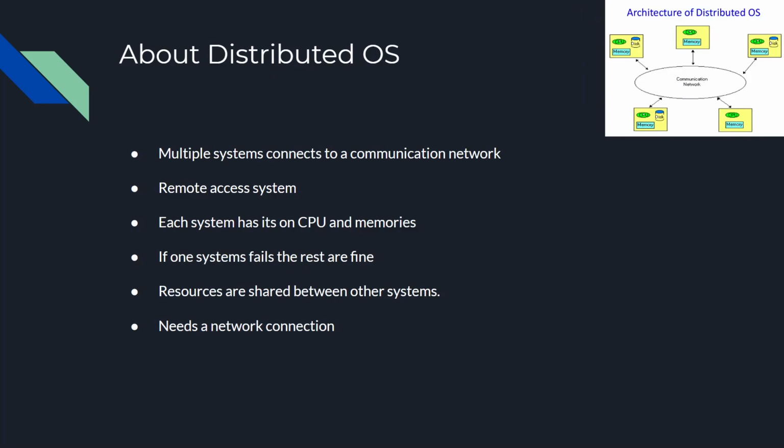So about the distributed OS, it allows multiple systems to connect to a communication network, and this allows for them to have remote access to the system. Each system will have their own CPU and memory and disk space if they need it. And if one system fails that isn't the communication network, the rest of the systems are okay, they can continue what they're doing. But they do need a network connection, like if the network goes out, all of them go out. And the resources can be shared between the different systems that are connected to a network.